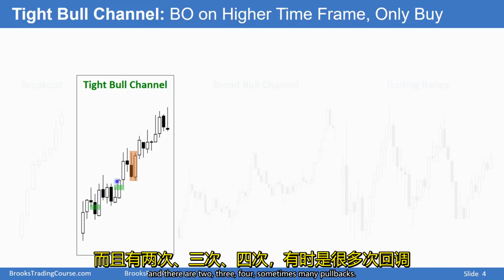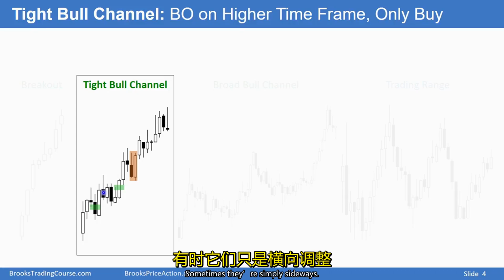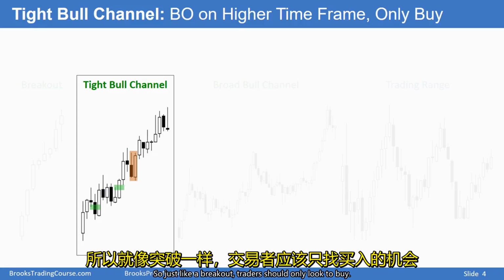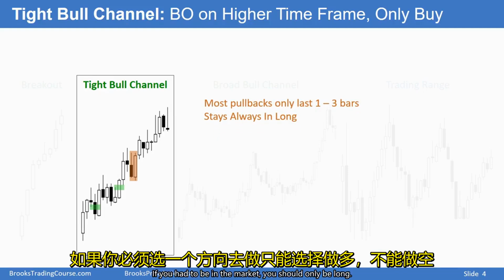And there are 2, 3, 4, sometimes many pullbacks. However, the pullbacks are usually brief, 1, 2, or 3 bars. Sometimes they're simply sideways, and it's very difficult to make money selling. So just like a breakout, traders should only look to buy. The market's clearly always in long. If you had to be in the market, you should only be long.